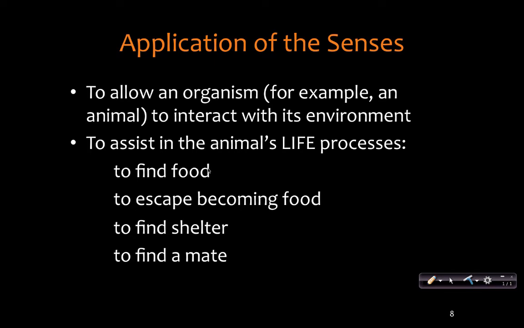All senses allow any organism that possesses them, so this is sort of an across the animal kingdom kind of thing, all animals, your senses allow those animals to interact with the environment. And if we think about it on an animal level, to help the animal engage in their basic life processes, to find food, to escape becoming food, to find shelter, and to find a mate. So our most basic survival kinds of things is what your senses allow you to do.